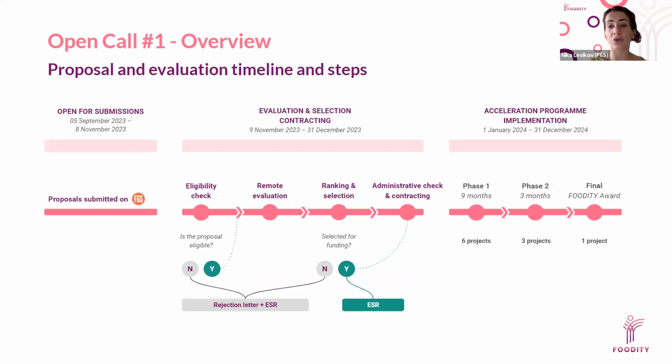We will be evaluating, selecting, and contracting from November till the end of December. All consortia that apply to this open call will receive an evaluation summary report, so you will be getting feedback from us. Those that are selected will be signing a contract after going through an administrative check at the end of December. And then the acceleration pilot program will begin in early January and go for 1 year.